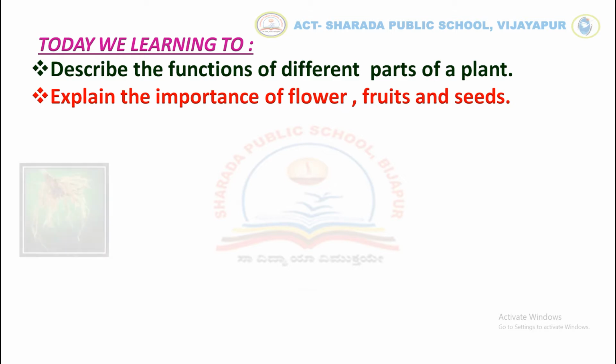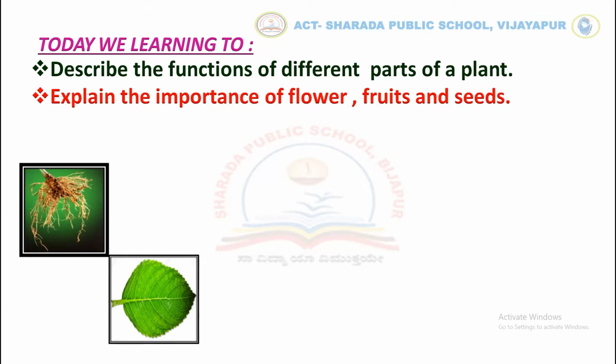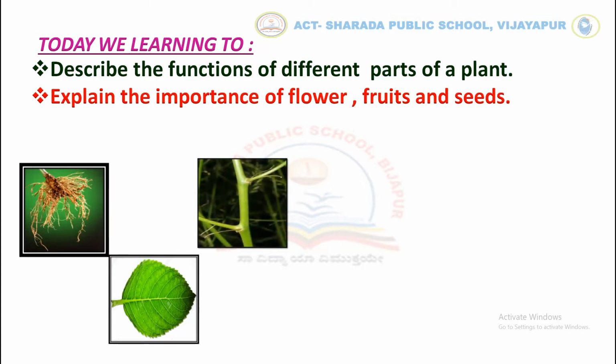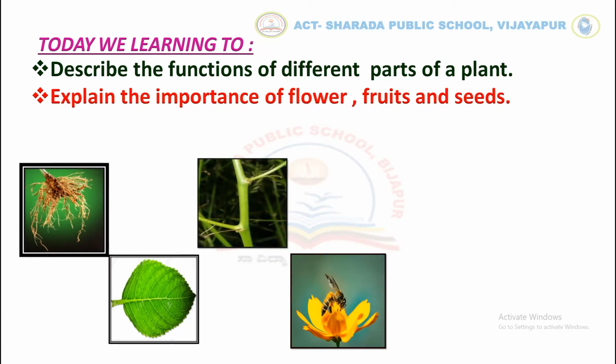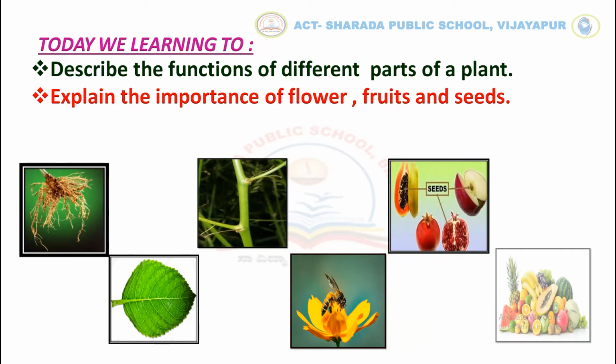The parts are roots, leaf, stem, flower, seeds and fruits.